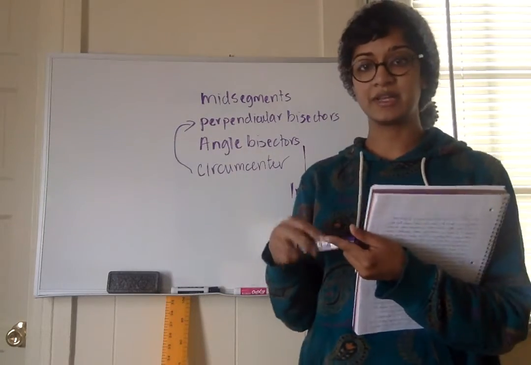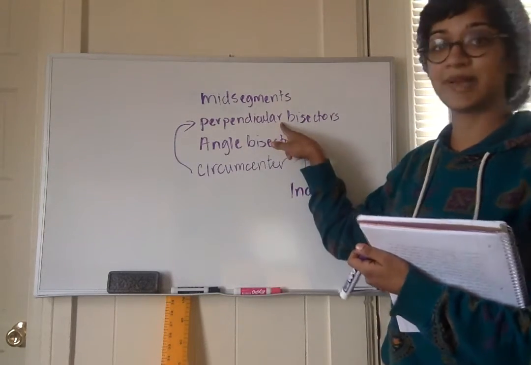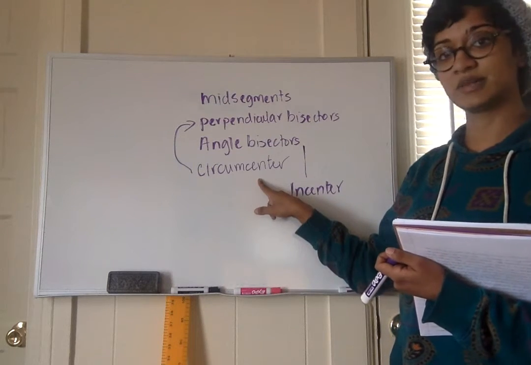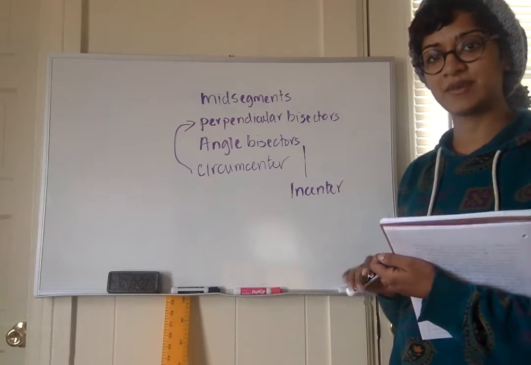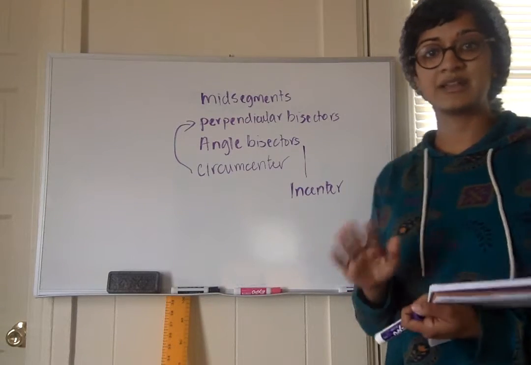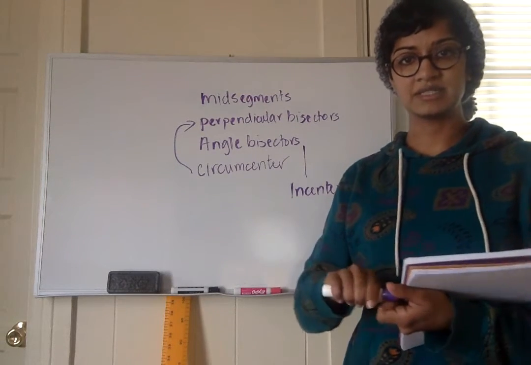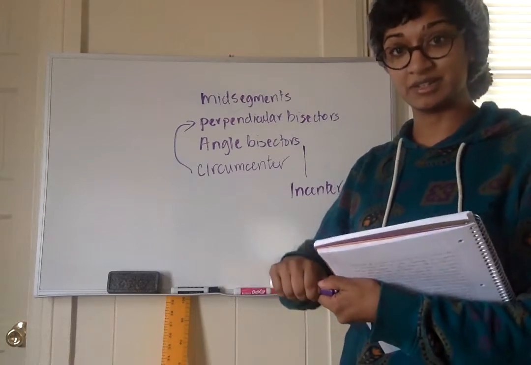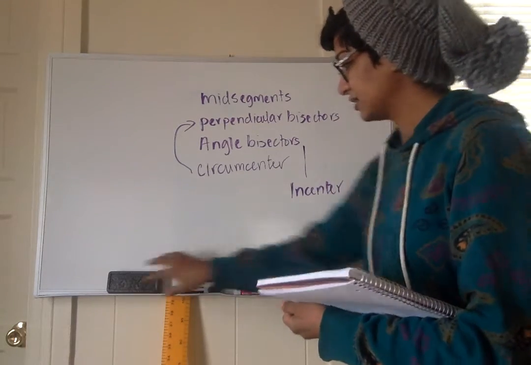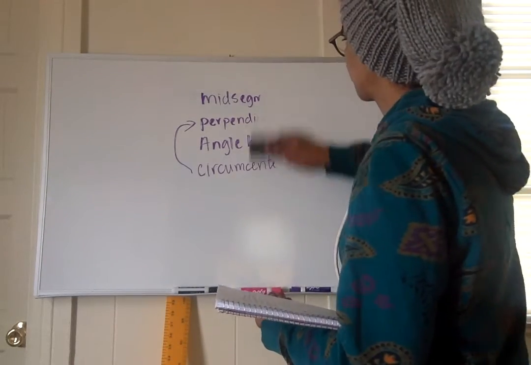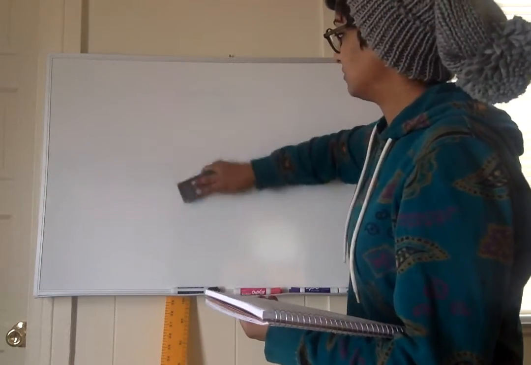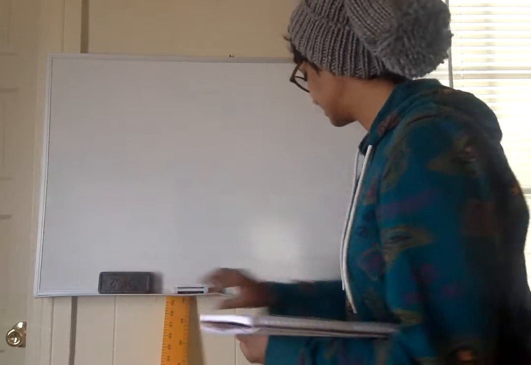If you're wondering why they're connected, perpendicular bisectors are the ones that make your circumcenter, and angle bisectors are the ones that make your incenter. Okay? So anytime you need to pause, just pause it and then you can keep going. And if you need to hear it again, you can do that too. So I'm going to erase this. Now let's go over midsegments.